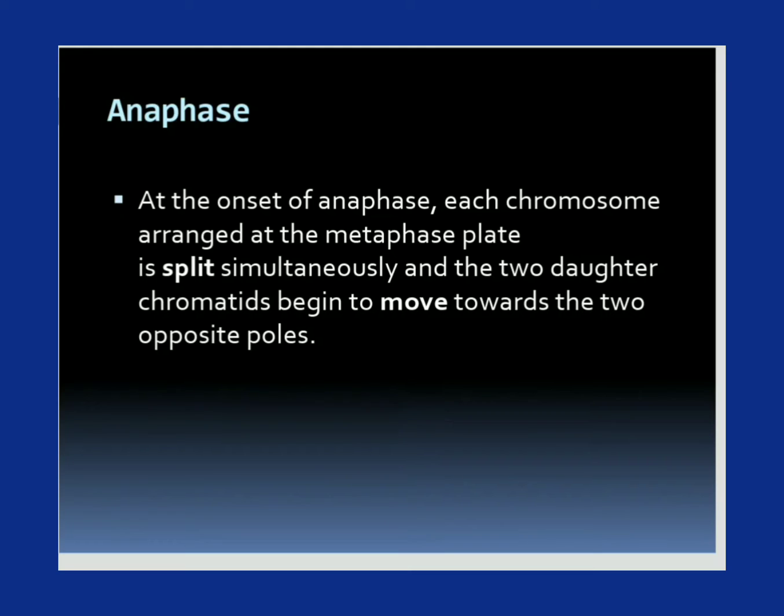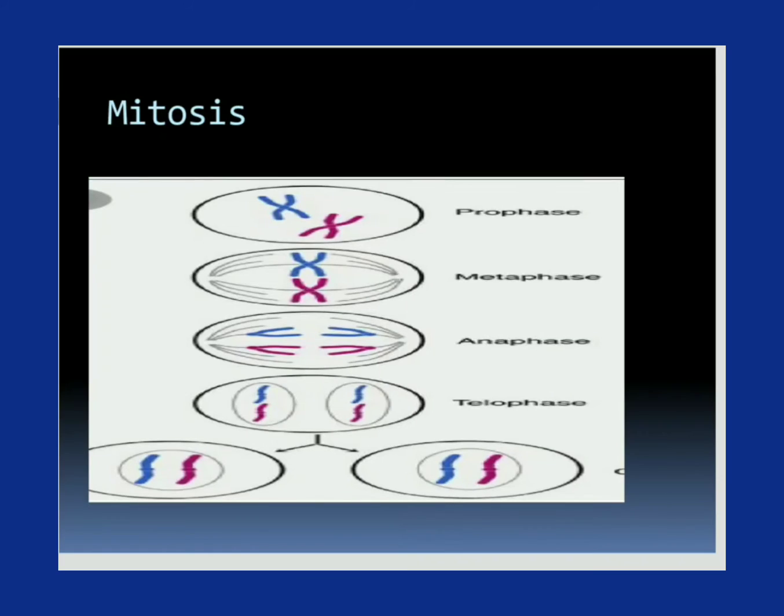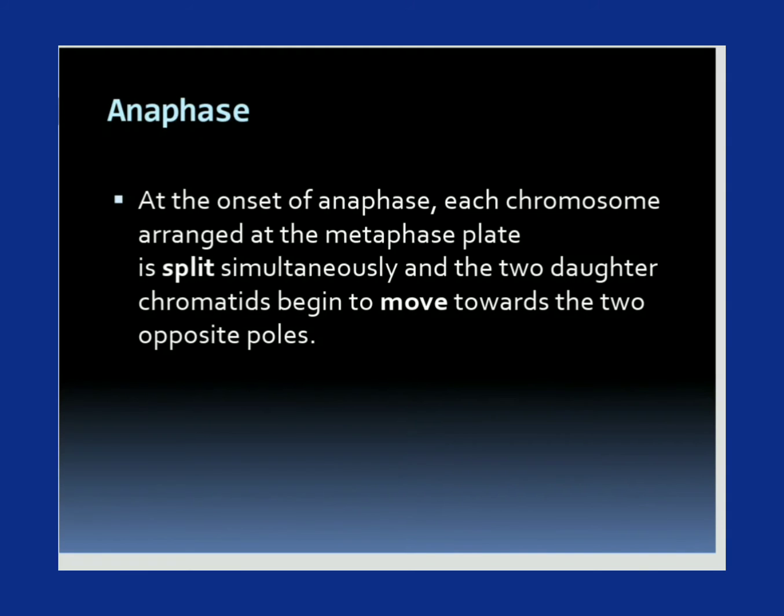Next, anaphase. At the onset of the anaphase, each chromosome arranged at the metaphase plate is split simultaneously, and the two daughter chromatids begin to move towards the two poles. So the splitting of the centromere takes place, and they move to the opposite poles, the separation. In this phase, we can see the different shapes of the chromosomes.